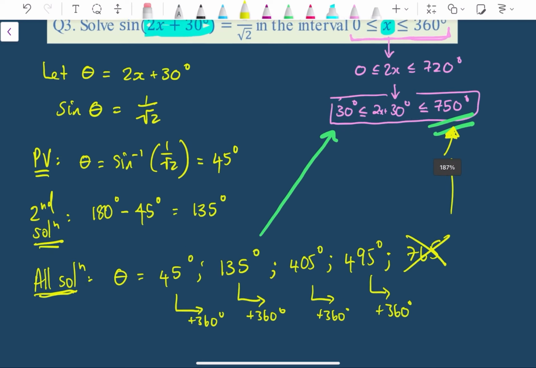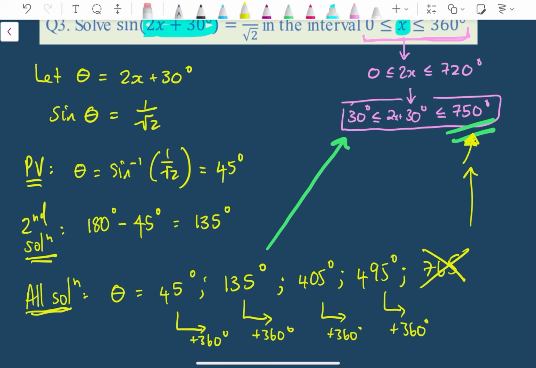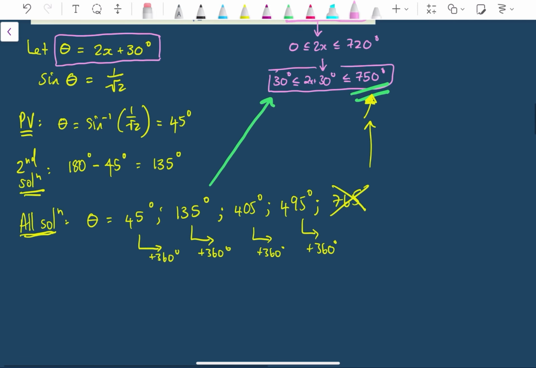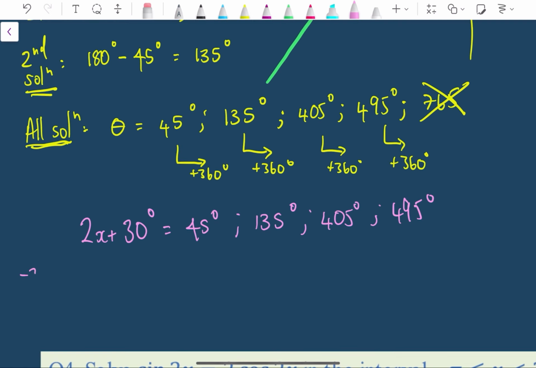Then finally, I need to go back and recall that I made a substitution here. The answer is actually not theta equal to all of those values, but 2x plus 30 is equal to 45, 135, 405, and 495. And so now I simplify that, I subtract 30, and I divide by 2, just like I would solve any other equation.